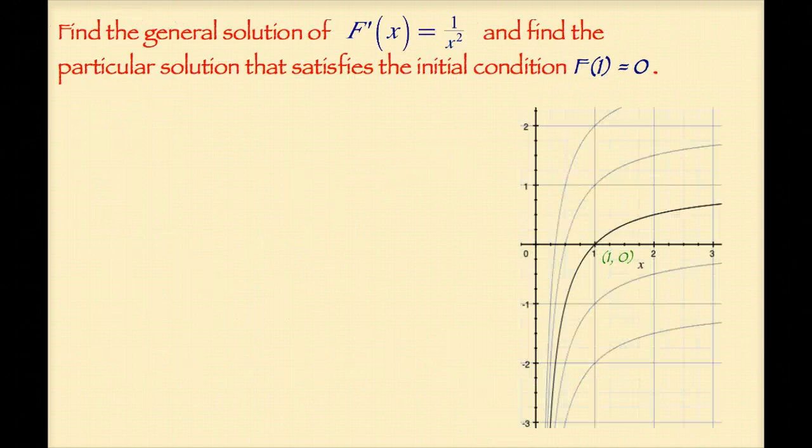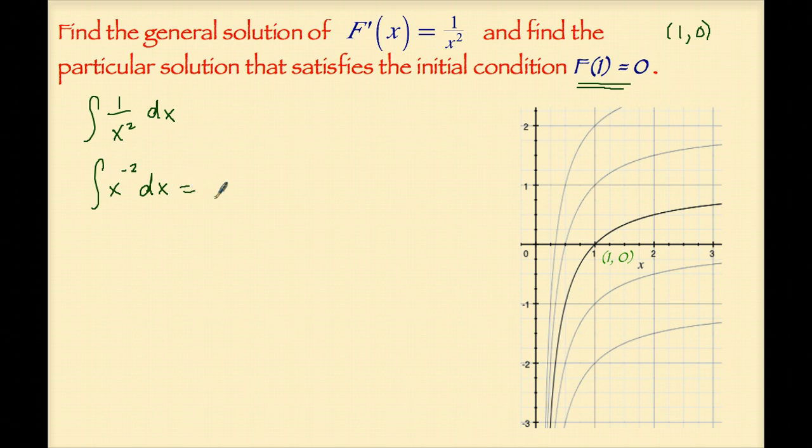Find the general solution of f prime of x equals 1 over x squared, and then find the particular solution that satisfies the initial condition f of 1 equals 0. That just means we're going to look for the curve that contains the ordered pair (1, 0). But first, let's find the general solution of this differential equation. We're going to integrate 1 over x squared dx. I can rewrite that as x to the negative 2 dx.